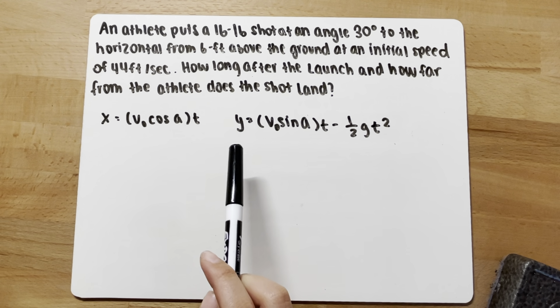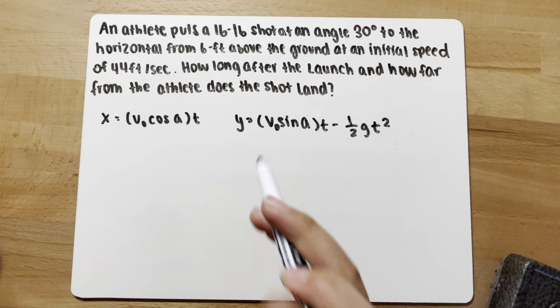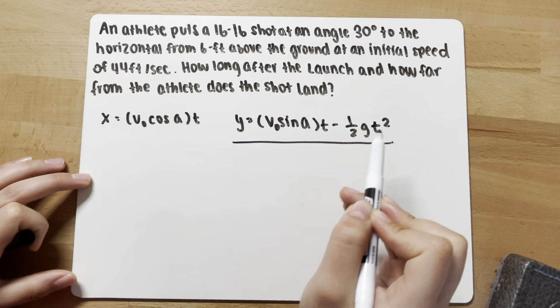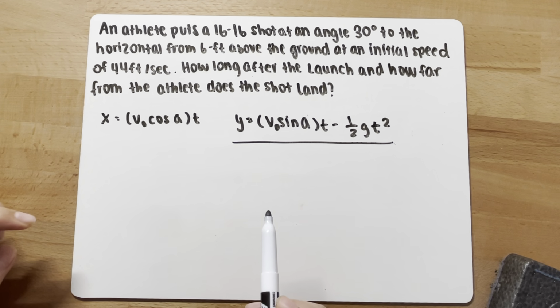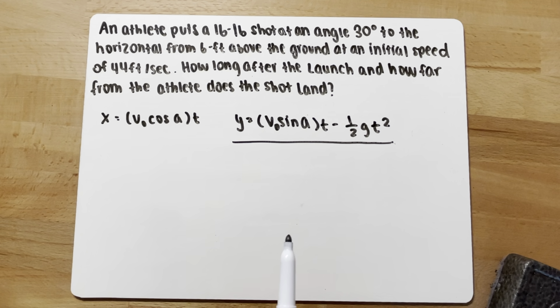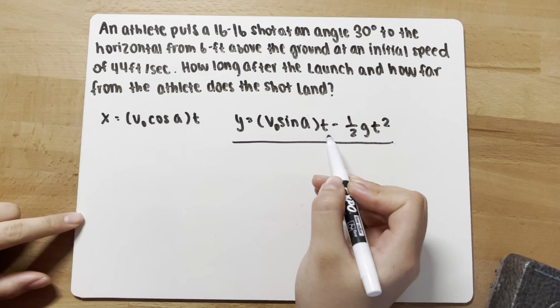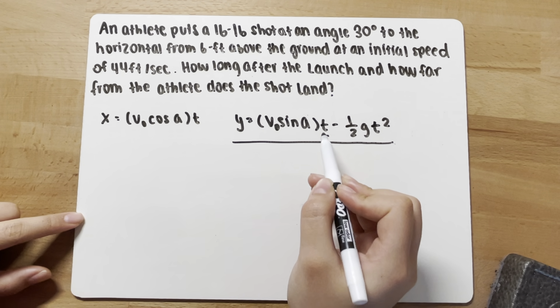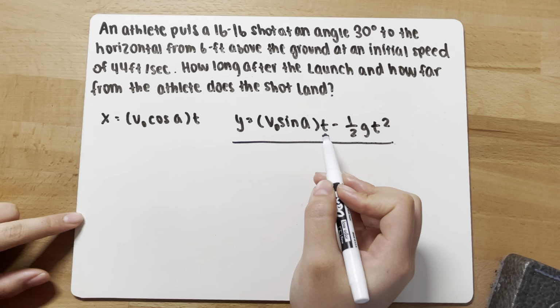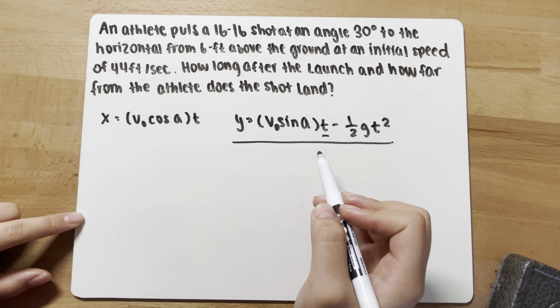We will be using the y component because we want to know the duration of the launch in the sky and how long it takes to land. So we will be using this component. We will be solving for t. And to solve for t, since there's t here and t here, we have to use the quadratic formula.